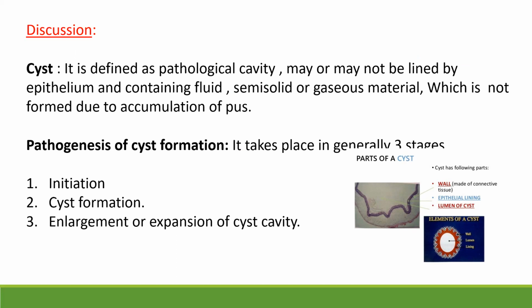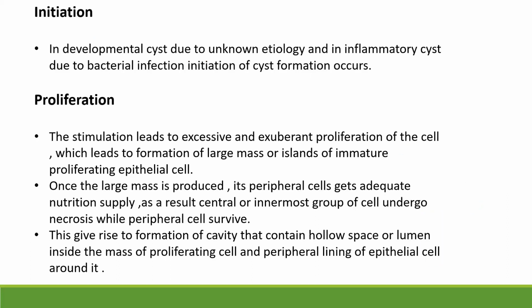Pathogenesis of cyst formation generally takes place in 3 stages: initiation, cyst formation, and enlargement or expansion of cyst cavity. Initiation: in developmental cyst due to unknown etiology or in inflammatory cyst due to bacterial infection, initiation of cyst formation occurs. Proliferation: the stimulation leads to the excessive and exuberant proliferation of the cell, which leads to the formation of the large masses or the islands of immature proliferating epithelial cell.